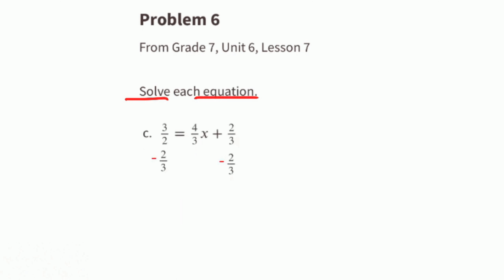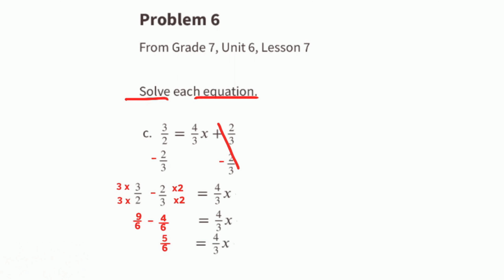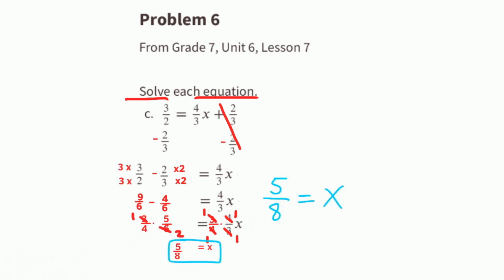C. Subtract 2/3 from both sides of the equal sign. Now the equation reads 9/6 minus 4/6 equals 4/3 x. 9/6 minus 4/6 equals 5/6. And then multiply both sides by the reciprocal of 4/3, which is 3/4. The value for x is 5/8.